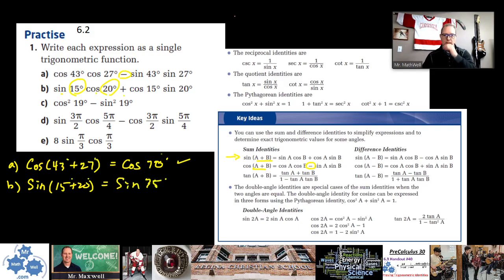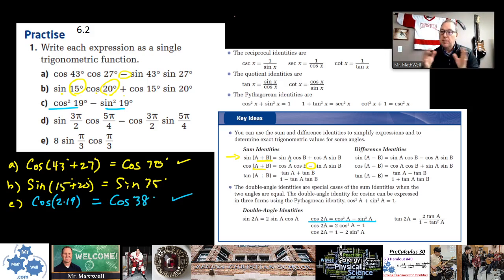All right, what about C? Where do I recognize this pattern? I've got cos squared minus sine squared. I look over here and I see cos squared minus sine squared, which is the same as cos of 2A. What's my angle? 19. So it's cos of 2 times 19, or cos 38 degrees. So you're simply looking at the pattern and comparing it with our stated identities that we learned today.